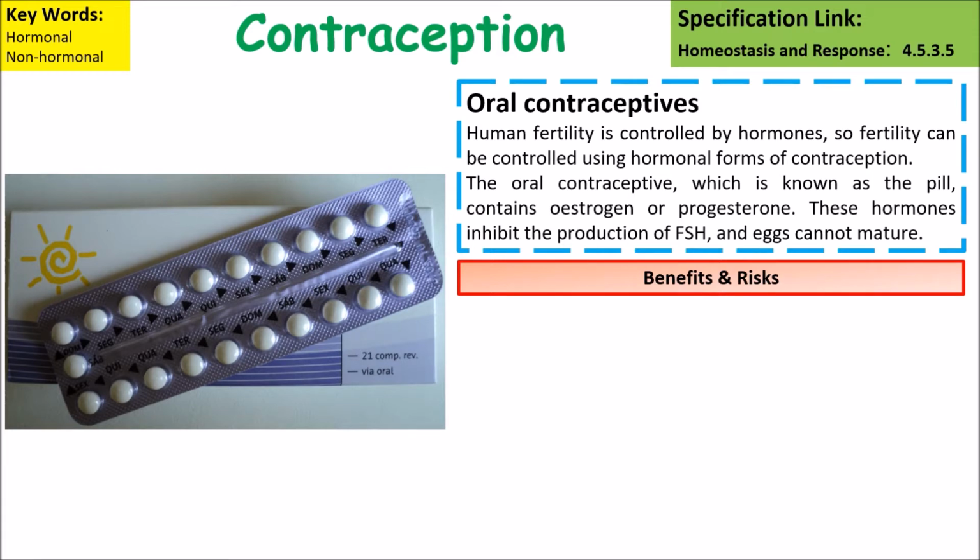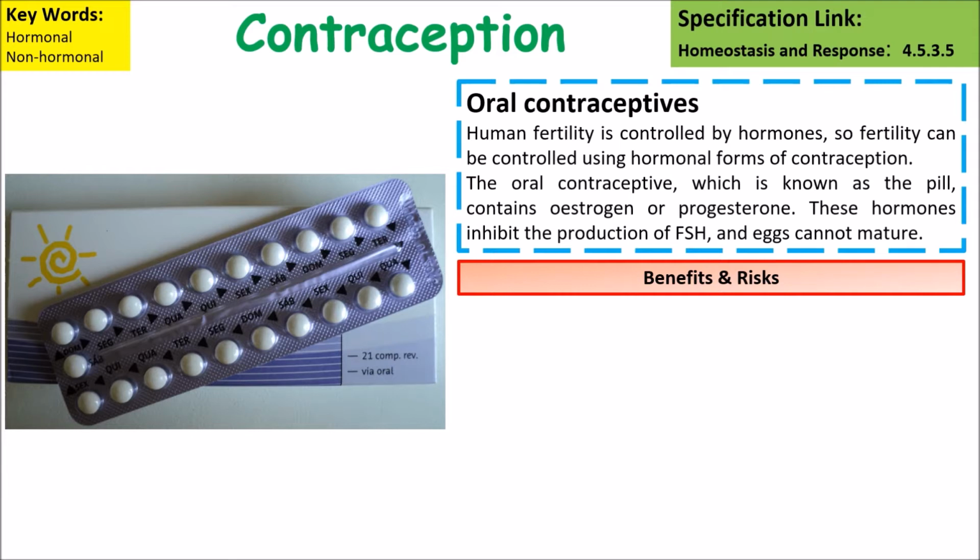So, oral contraceptives. Human fertility is controlled by hormones, like we've previously seen. So fertility can be controlled by the use of these hormones in contraceptives. The oral contraceptive, more commonly known as the pill, contains estrogen and progesterone. These hormones inhibit the production of FSH, so therefore no eggs mature.